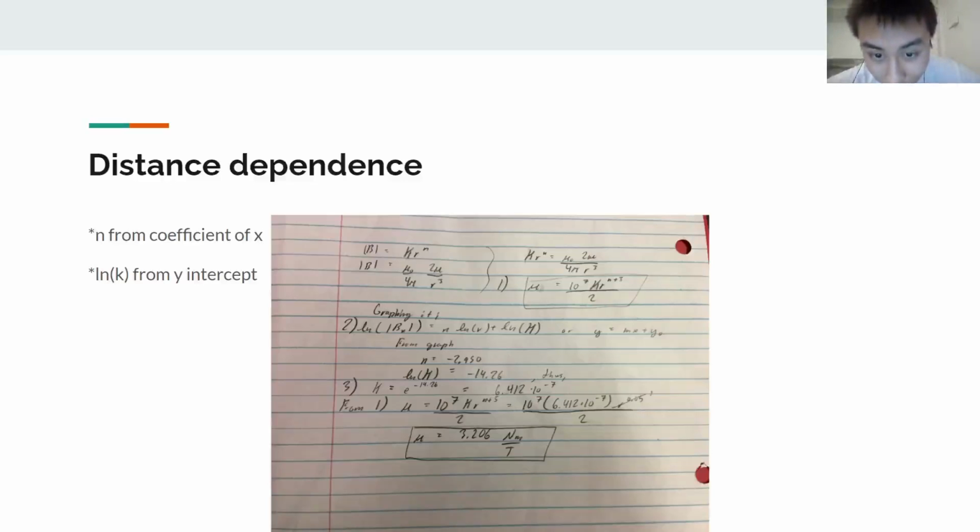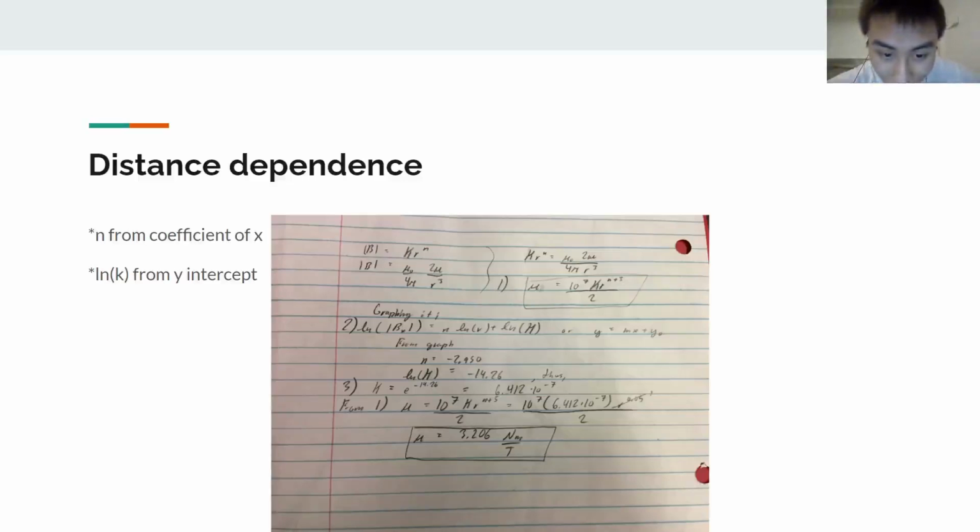Combining them together, you'd eventually get the magnetic dipole, which is equal to 10 to the 7th times k r to the n plus 3 power, all divided by 2. When we graph it in the form of y equals m x plus y naught, we get ln of the B magnitude on the y-axis equal to n ln of r plus ln of k.